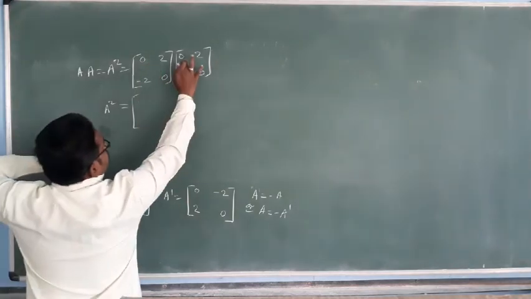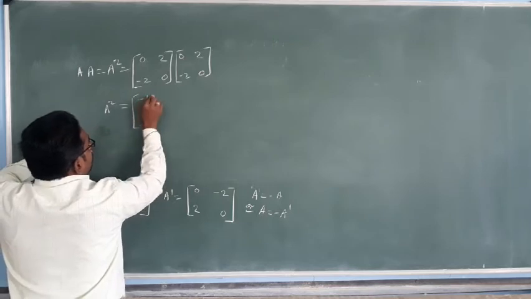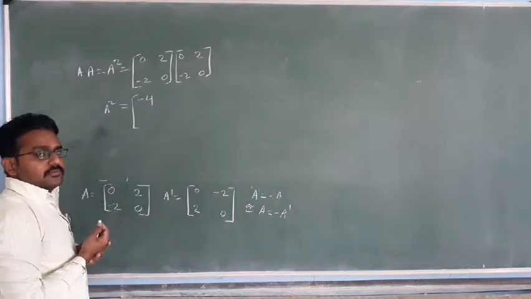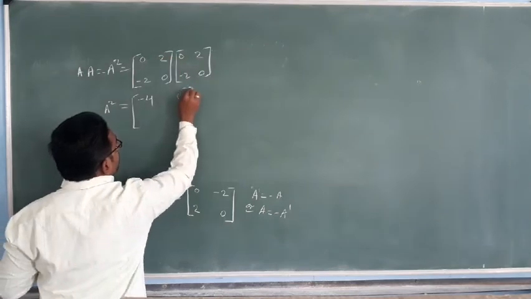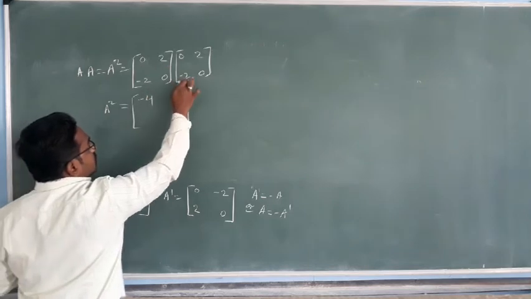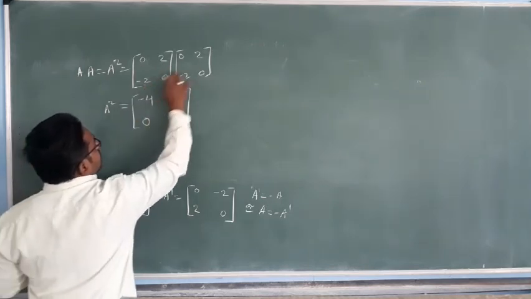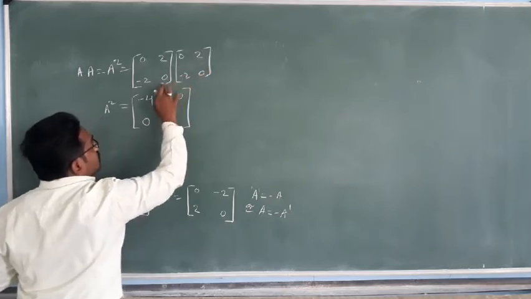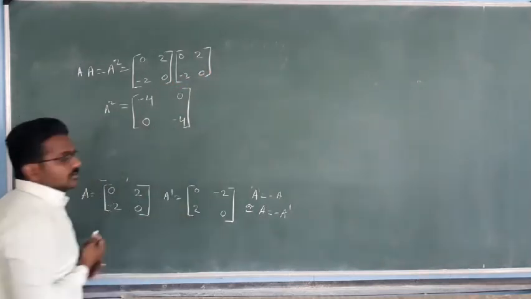Okay. 0 into 0, 0. 2 into minus 2, that is minus 4. 0 minus 4, that is minus 4. 0 into 2, 0. 2 into 0, 0. Okay. Minus 2 into 0, 0. 0 into minus 2, 0. Okay. Next, minus 2 into plus 2, minus 4. 0 into 0, 0. Minus 4 plus 0 means minus 4.